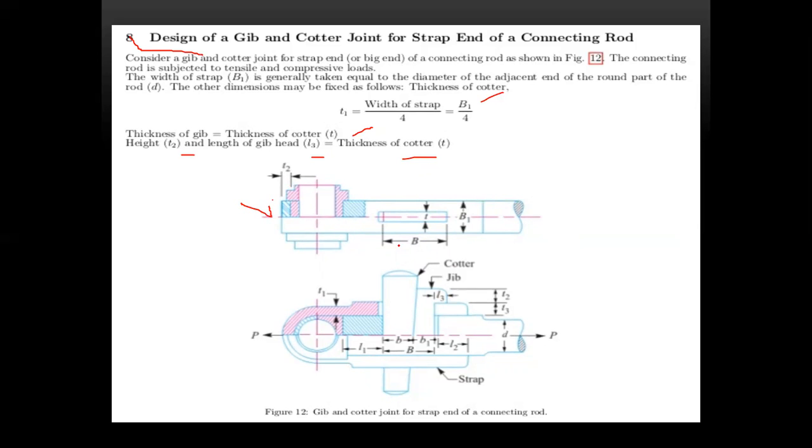This one is a top view, this one is a front view. So this is the design figure of the gib and quarter. This is a strap, this is a quarter, this is a gib. See here how the notations are arranged, how the nomenclature is arranged. You have to find all these when designing: T2, T1, 3T, L3, L2, B1, capital B, L1, like that.